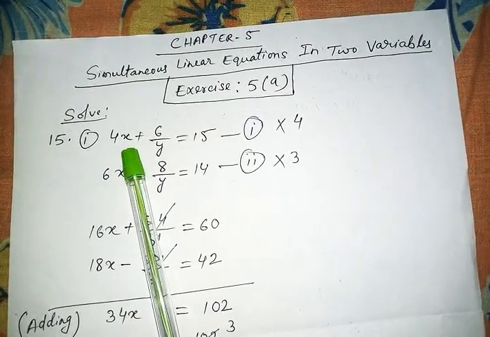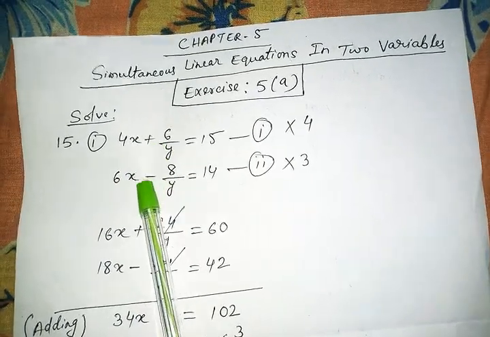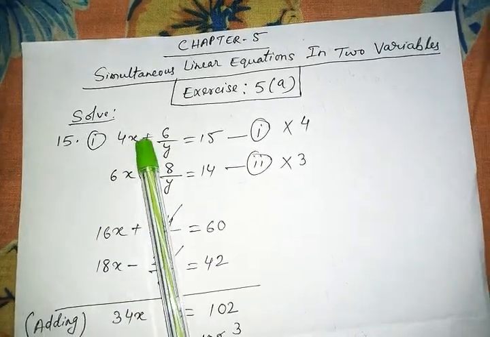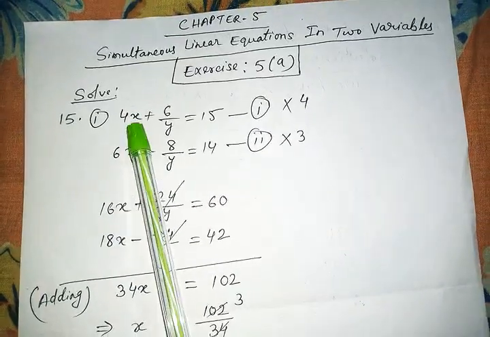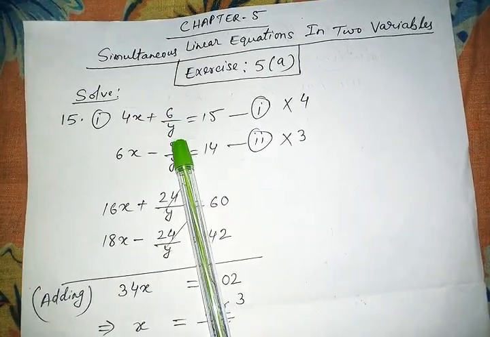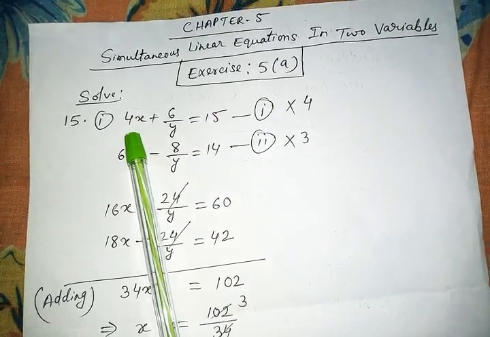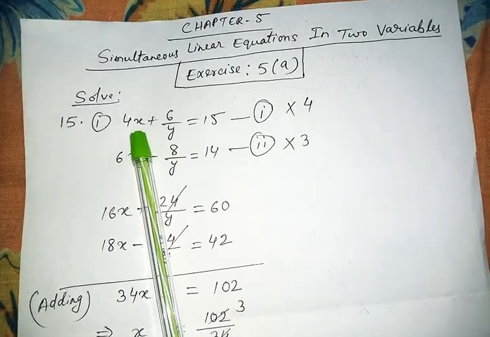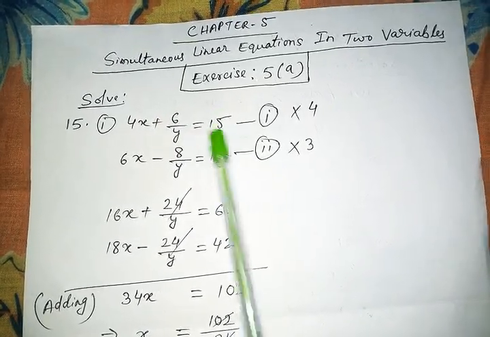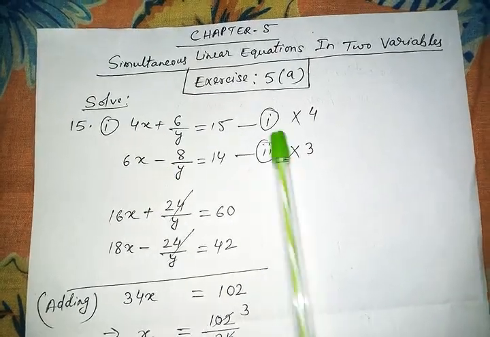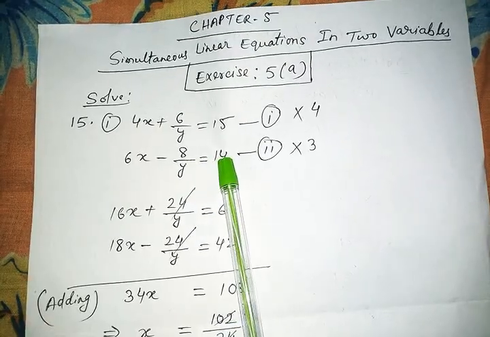In this question the unknown variables are x and y, and there are two equations. That means we have to find the values of x and y with the help of these two equations. Here is the question: 4x plus 6 by y equals 15. It is equation 1, because it is a perfect equation: the first position goes to x, the second position to y, and then equal to a constant number. So the equation looks perfect. Second one, 6x minus 8 by y equals 14.